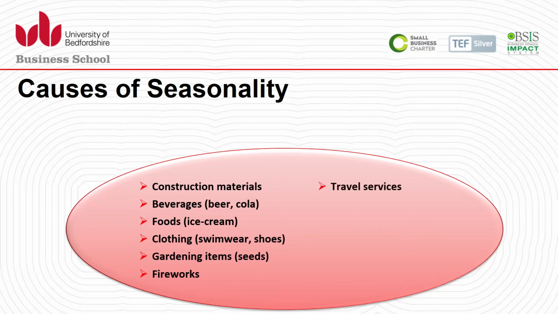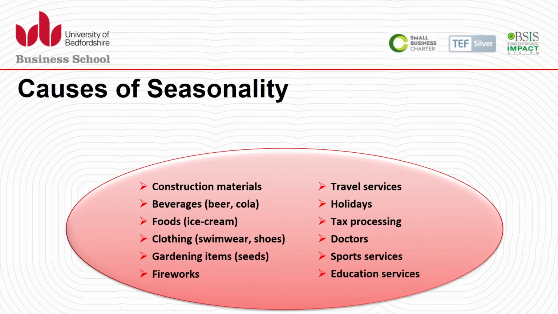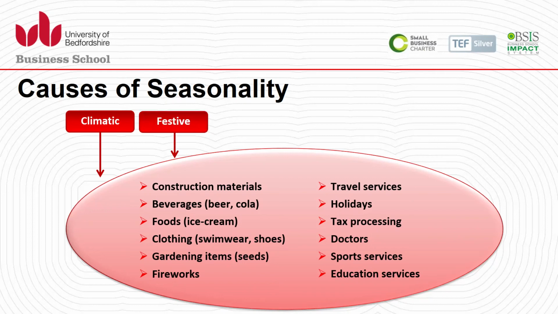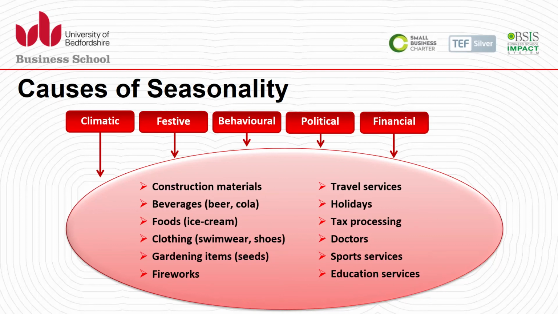Fireworks, travel services, holidays, taxation, doctor, patient, for example, sports services, education. You just name any organization and you will see the number of factors affecting their fluctuation. It can be because of the festive season, or because of the religious point of view, or social, cultural. And we know these factors are climate, weather, festive season, behavioral, cultural, political, even financial and social. These are the key forces which are the causes of seasonality, and it has an impact on the fluctuation in demand, as well as we have to ensure the capacity is available to meet the demand with the variation in seasonality.